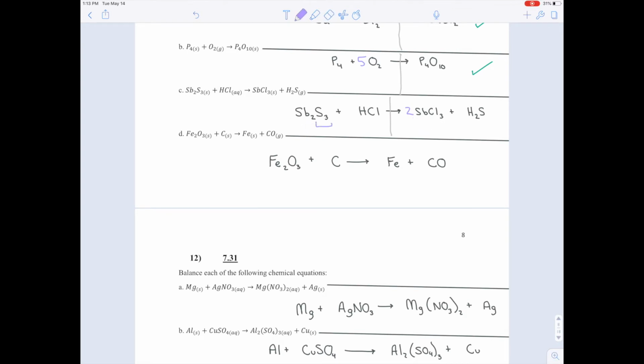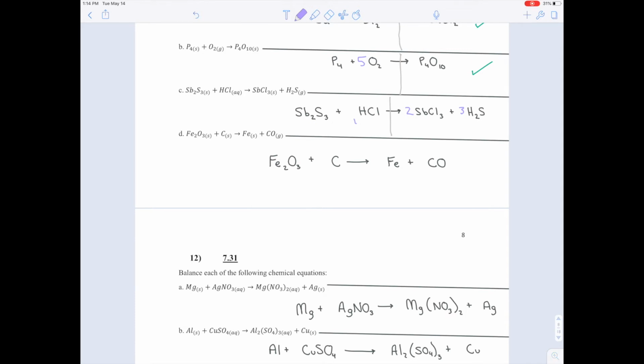We have 3 sulfurs on the left and only 1 sulfur on the right. So what can I multiply the 1 by to give me 3? 3. 3 times 1 is 3. So the sulfurs are balanced. Now we should go back and make sure that everything's balanced every time we add a number. So we have 2 antimonies on the left, 2 antimonies on the right. So those are balanced. We have 3 sulfurs on the left, 3 sulfurs on the right, because these get distributed. So the sulfurs are balanced.